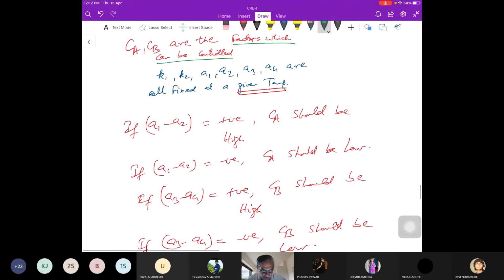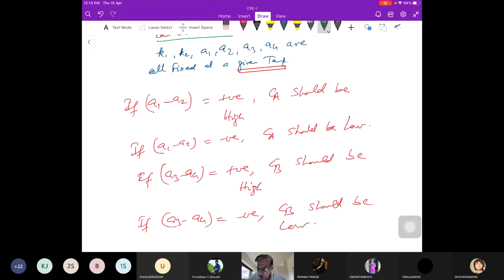Okay? So these are the four situations which can arise when you have two reactants, A and B. Either A should be high or A should be low, and B should be high or B should be low. So it can be any combination: A high, B high; A high, B low; A low, B high; and A low, B low.